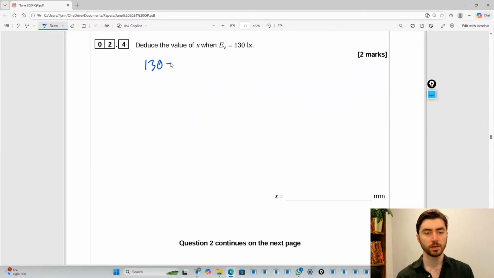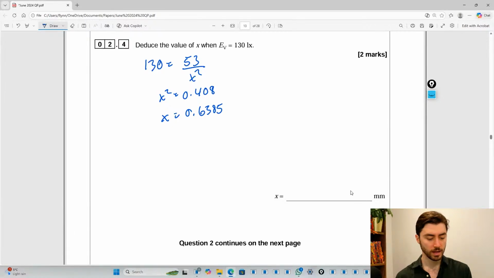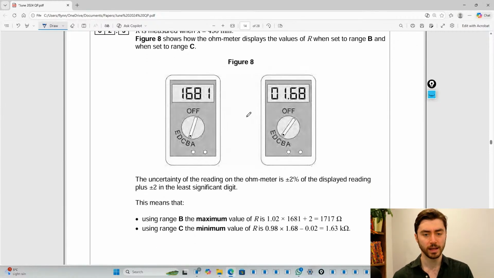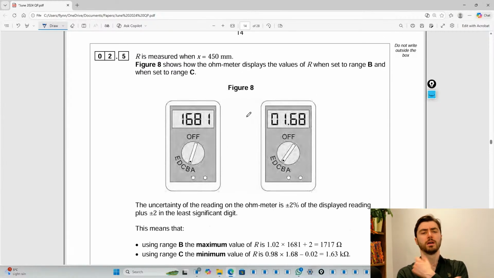So 130 equals 53 all over x squared. X squared is 53 divided by 130, which is 0.408. X is equal to root of that, which is 0.6385. Or in other words, I'll call it 640, corrected to 2 sig figs. I have a feeling I need to make some slight tweaks on that when it comes to marking it up, like exactly what they wanted. But I'm happy with that as a broad method. And by doing mark scheme analysis, we're going to learn exactly what they want you to do. That's why mark scheme analysis will lift you up an entire grade boundary as you move towards the exams.